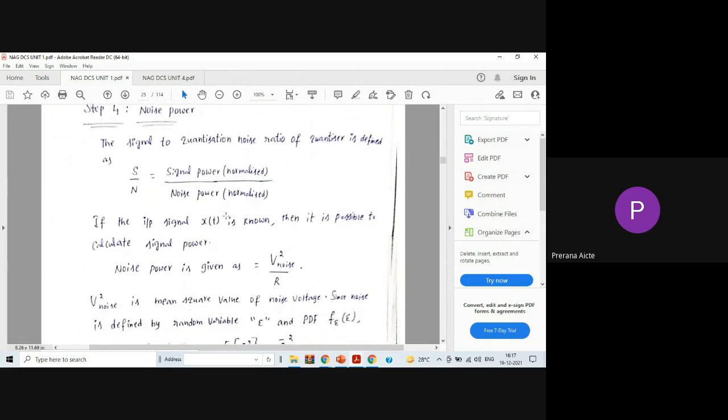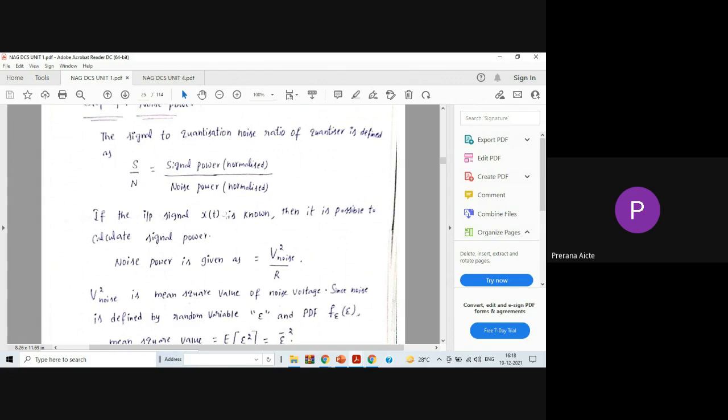So how do you define signal to noise ratio? Do you know, right? Signal to noise ratio is a parameter which is used for checking the performance of an analog communication system or digital communication system. The higher the noise, the more the system will be affected by noise. The higher the signal, the more it should be free from transmission error. Okay. So the signal to noise ratio is defined as the ratio of signal power to the noise power. Okay. If the input signal is known, then it is possible to find out the signal power.